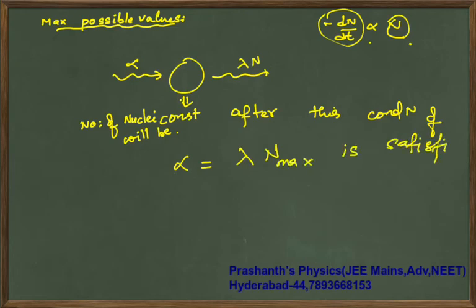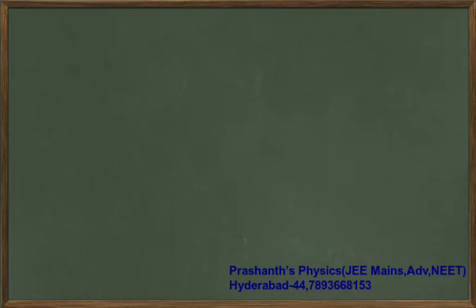Because eventually, if as many nuclei are produced as disintegrate, your number of nuclei will remain constant. This is only your maximum number of nuclei that are present after time t. Based on this we will do some basic questions, then you will get clarity. So let me give you some basic questions.